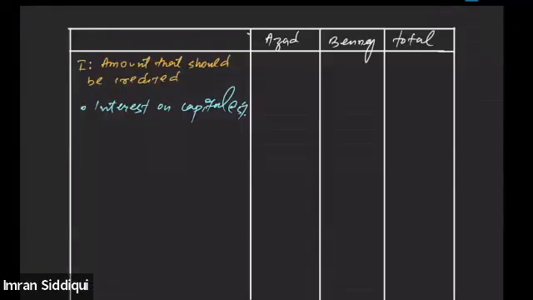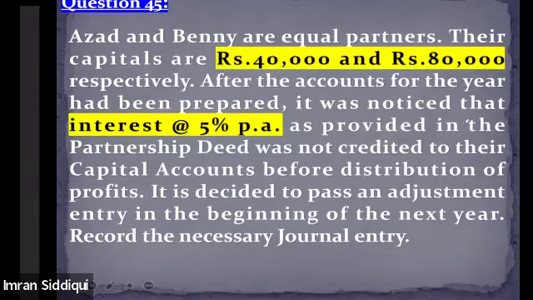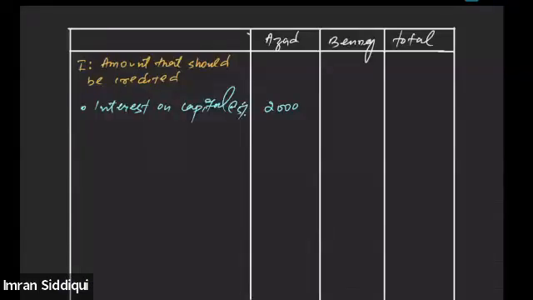So 5% of 40,000 will be 2,000, right? So 2,000 must have been credited to Azad, and Benny's account should have been credited by 4,000. So that means a total amount of 6,000 should have been given to both the partners as interest on capital.